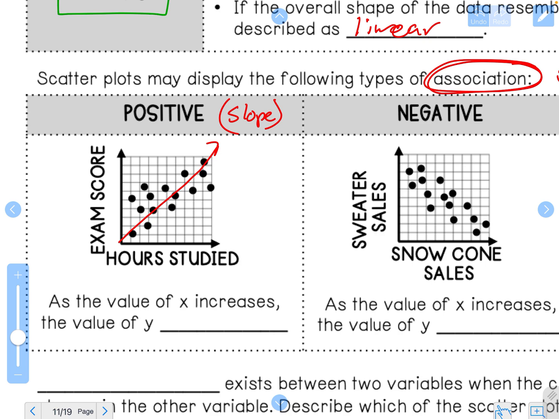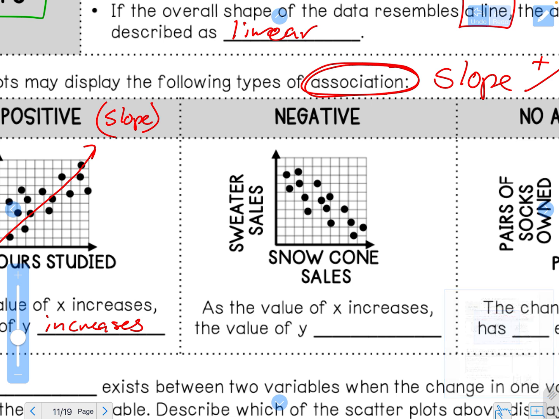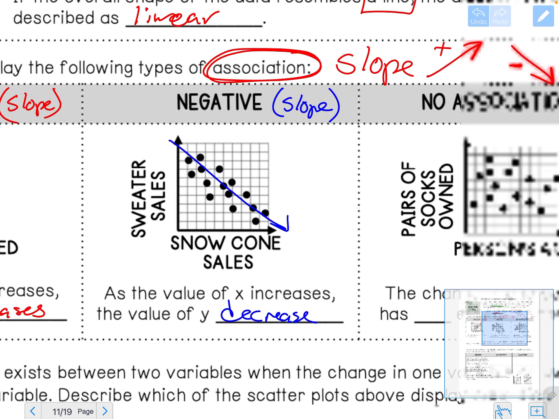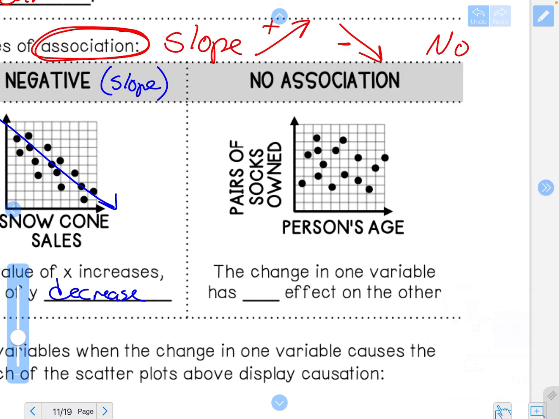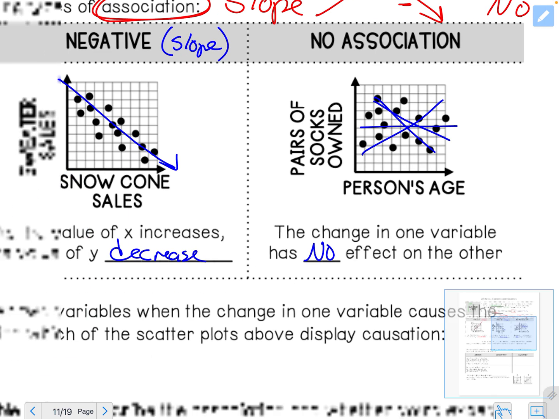As the value of x increases, the value of y increases. If it's negative, which means if we drew a line, it would be going down as it goes left to right, so negative slope. As the value of x increases, the value of y decreases. And if we couldn't draw a line in any way that works out, then it's going to have no association or no effect on the other.